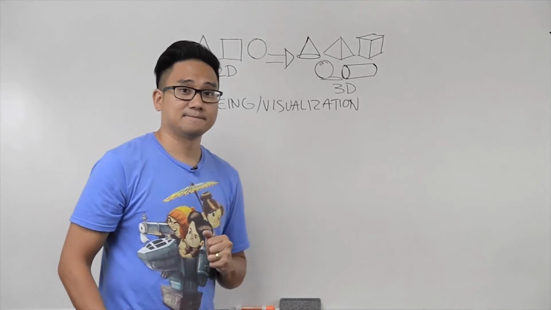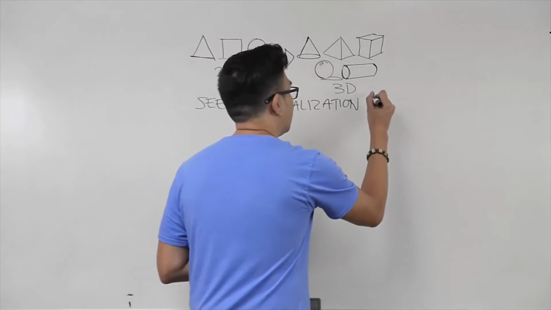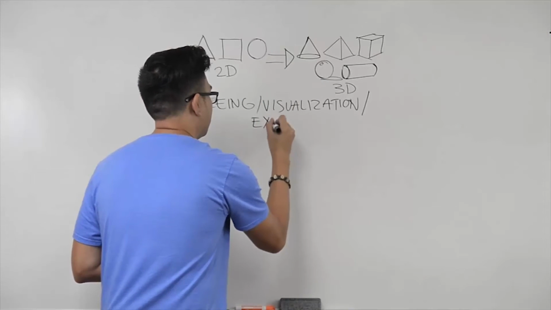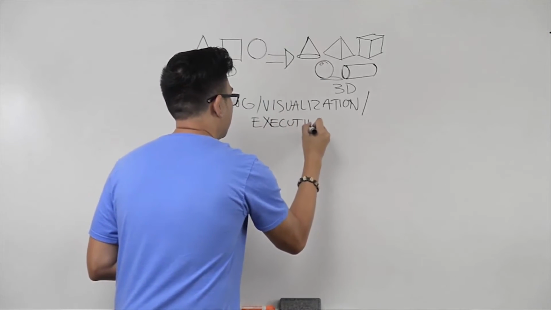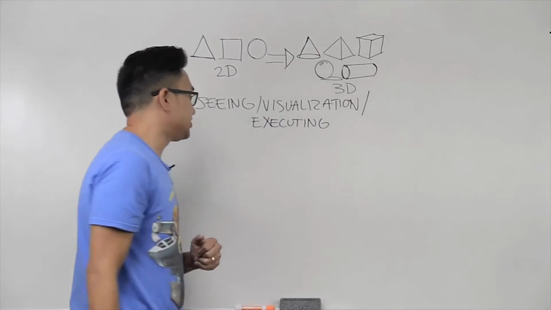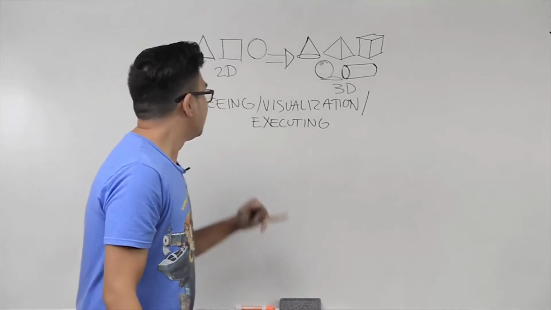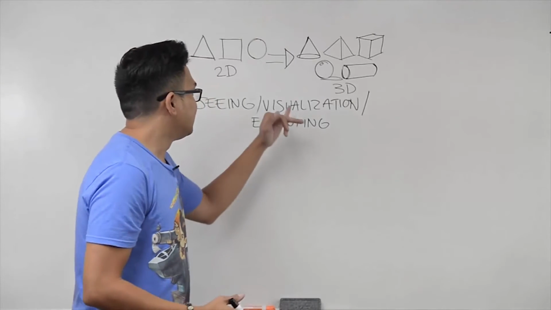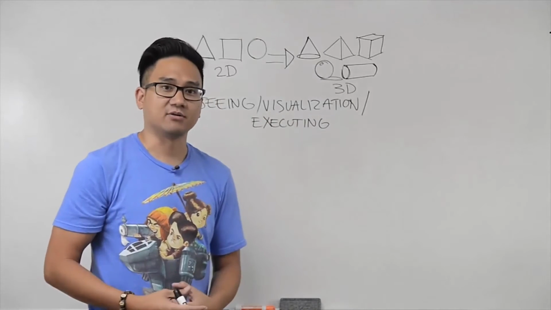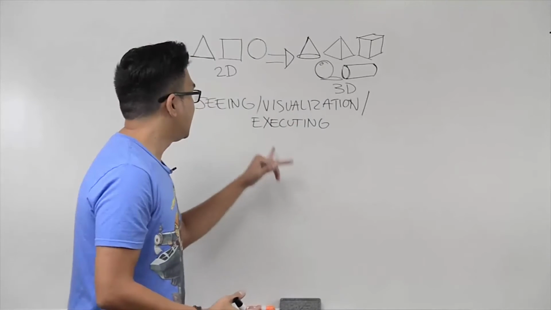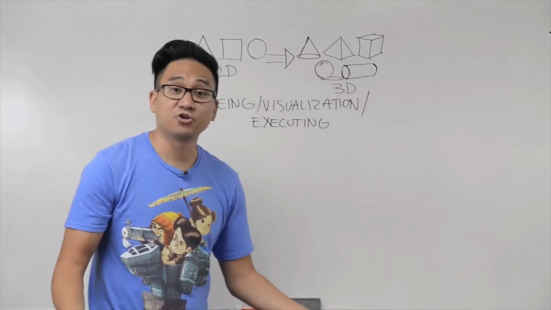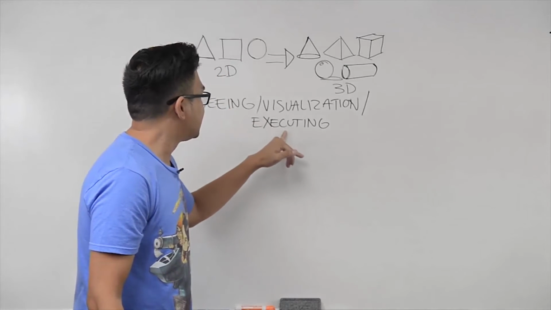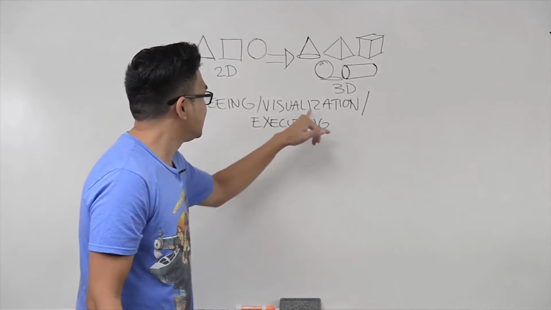The last thing, I'll put it down here, is execution or executing. So seeing, what are you drawing? Visualization, how do you break it down? What are the forms? Executing, how do you draw it? This and this are the easy parts.